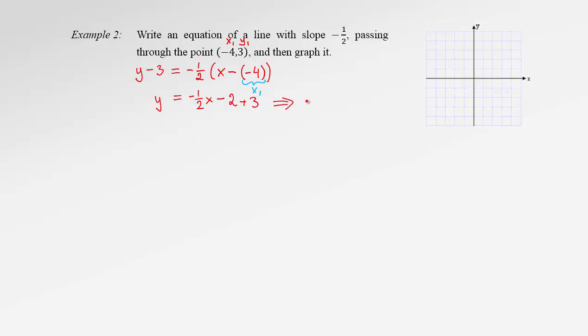Okay, finally, y would be equal to negative 1/2 x. 3 minus 2 is plus 1. So we changed our slope-point form into slope-intercept form, which is the easiest to graph. So how do we graph it again? We start with the y-intercept, we mark it on the y-axis, that's 1, and then we go by the slope.